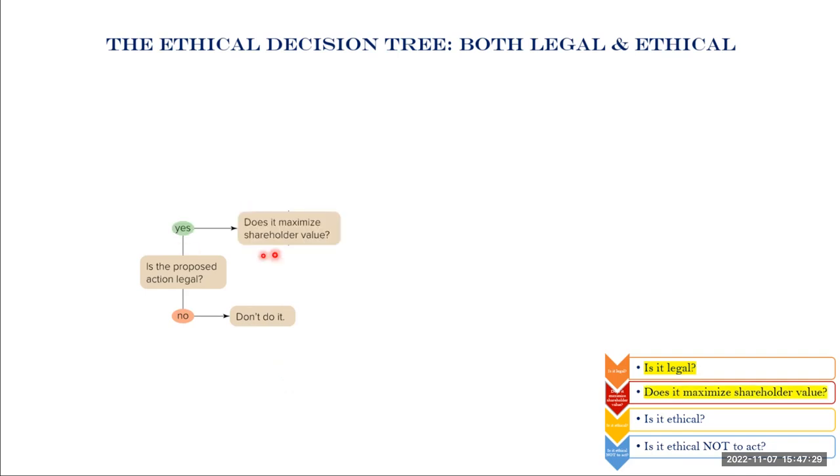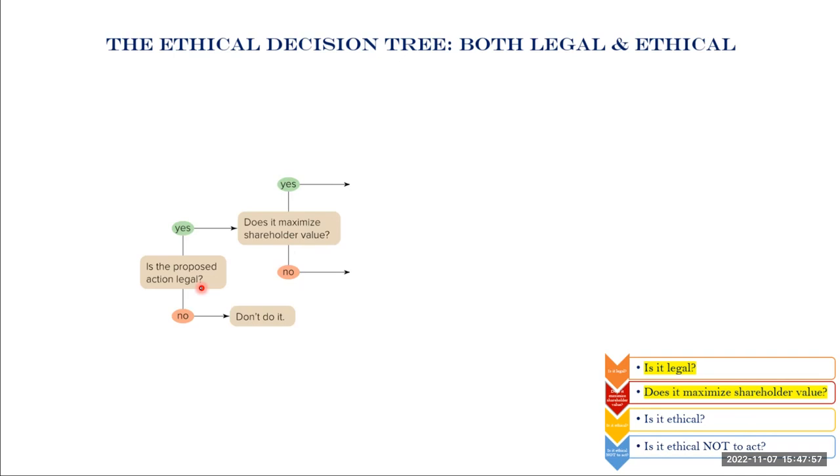Now, suppose that the proposed course of action is actually legal. If it is legal, then you move on to the next question, which is, does the proposed course of action maximize shareholder value? So now you have 2 more roads, a fork in the road. One says, yes, it does maximize value. Another says, no, it does not maximize value.